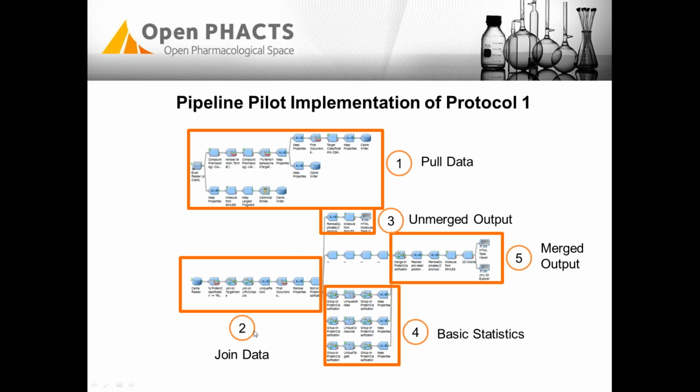So in Pipeline Pilot, this looks like the following, the protocol 1. You go in with a compound list, which you query. I will show later how you get the compound list. And you pull the compounds into a cache. Pipeline Pilot has an advantage, I think, in allowing caching more directly than other tools, and you then make use of these caches to join the data more easily.